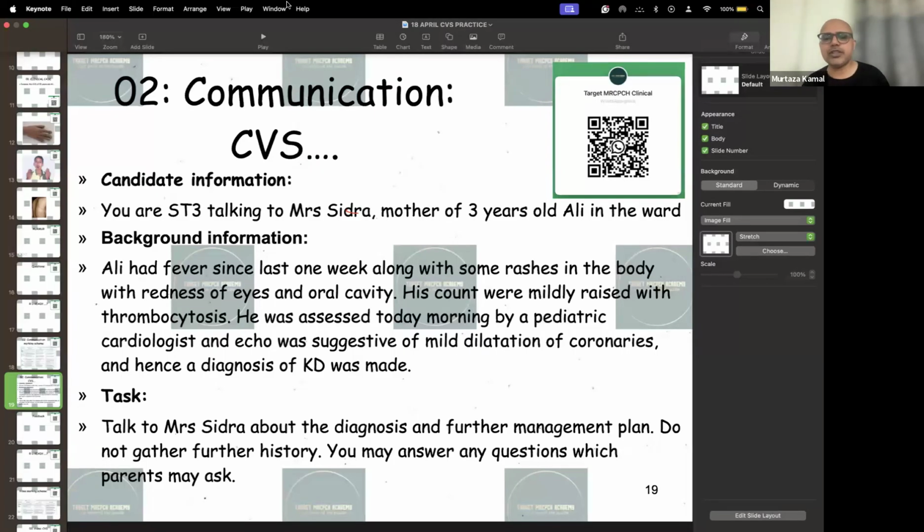So we expect the prognosis to be very good. So we have to reassure the mother in this case.